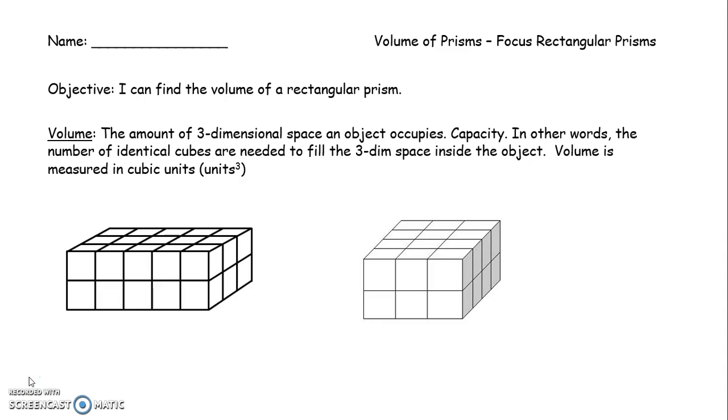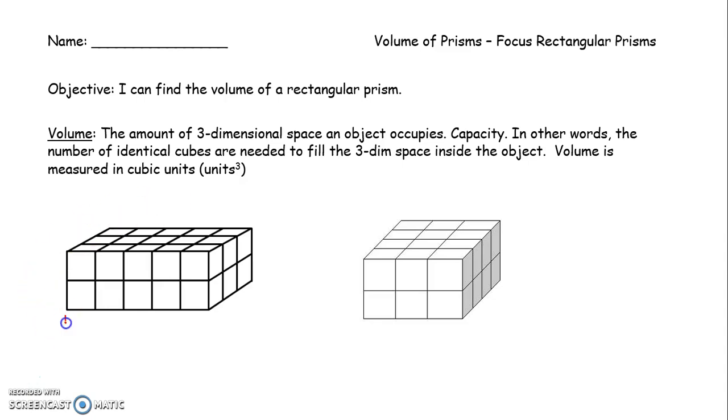You should remember from last year, the amount of three-dimensional space an object occupies is called its volume. It's its capacity. In other words, the number of identical cubes that are needed to fill the three-dimensional space inside the object. Volume is measured in cubic units because it talks about how many cubes can fill up the figure. And so here's a couple examples of rectangular prisms made out of cubes.